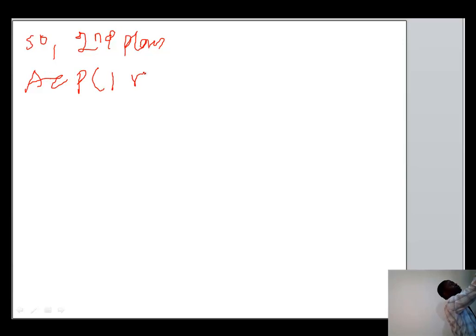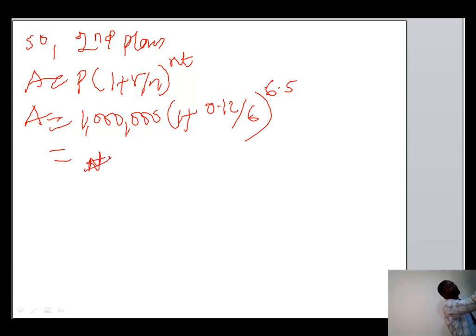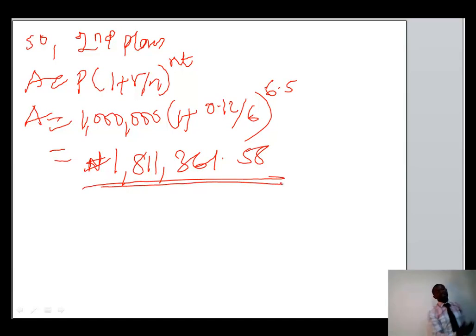So for the second plan, we have A equals P into bracket 1 plus r over n raised to power nt. So we have A equals, the P is 1 million naira into 1 plus, the rate of interest is 0.12 over 6, raised to power 6 times 5. So in this case, the final answer is 1,811,361.58. So if you compare the two answers, you discover that option 2 will be chosen because it gives the highest value of money.